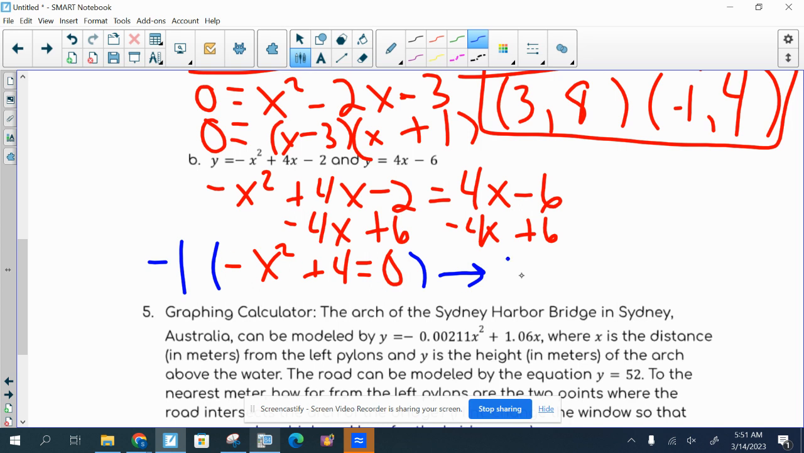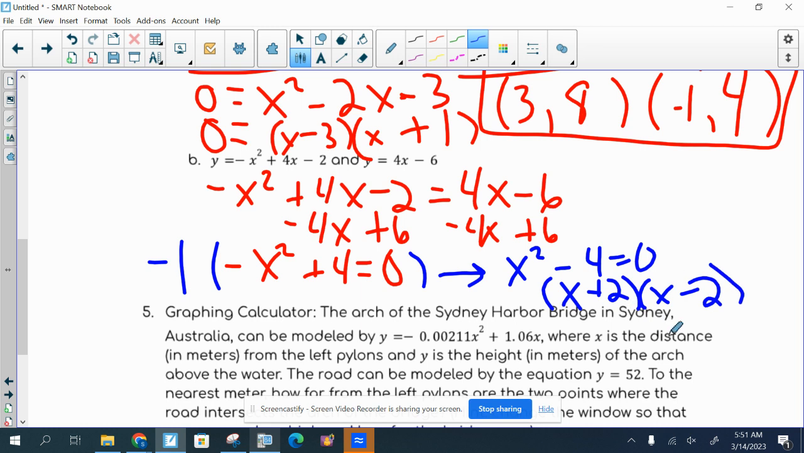So you get x squared minus 4 equals 0. And this is a difference of squares. I can factor this as x plus 2, x minus 2. You could also solve using square roots. And then your solutions would be x equals negative 2 and x equals positive 2.